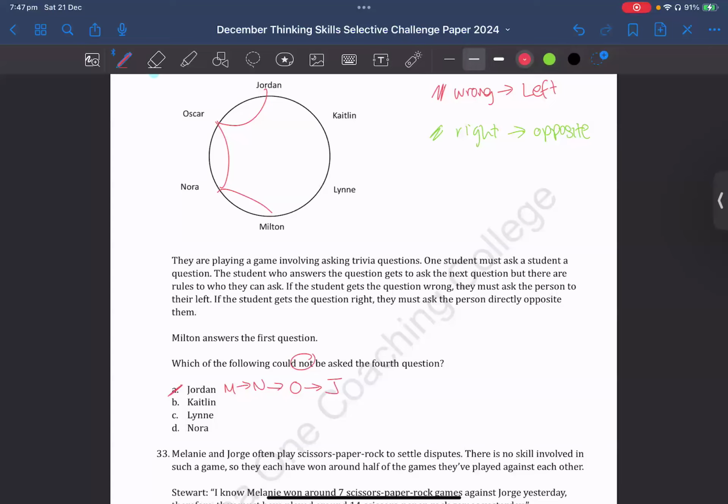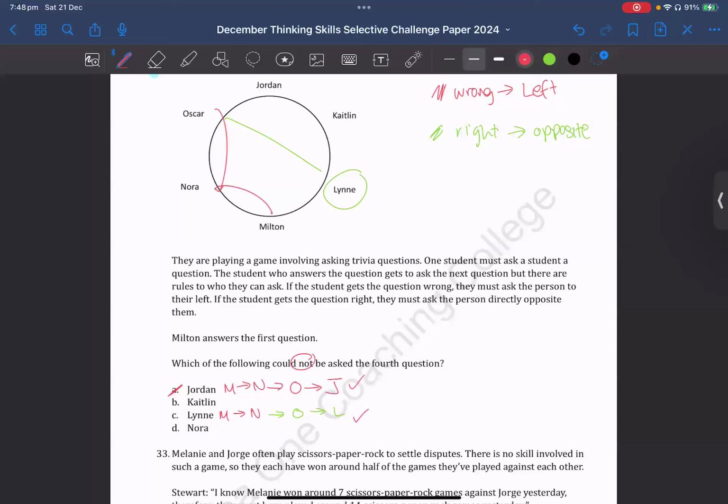So with Lynn, once again, Nora could be wrong, Milton could be wrong, Oscar could be wrong. Milton, then we go to Nora, and then Oscar could be correct, which leads to Lynn. It doesn't really matter if this fourth person gets it correct or incorrect. This is just for the last color, doesn't matter.